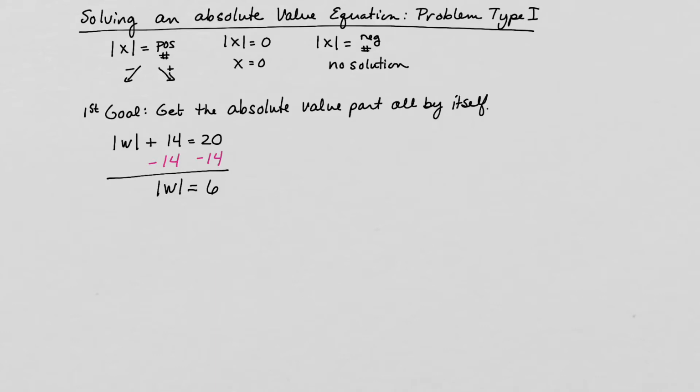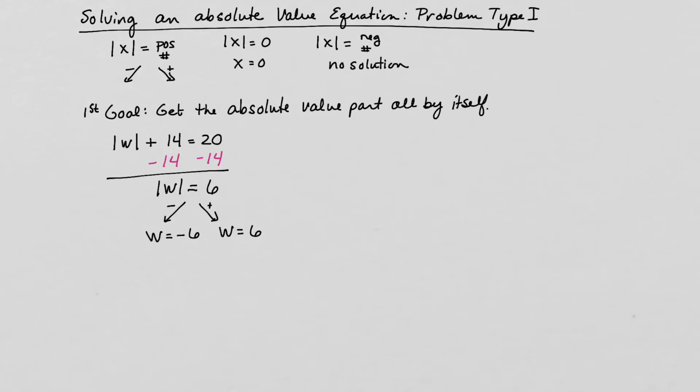And in this case, the absolute value of x, in this case we have w, is equal to a positive number. So I'm just going to split this into my two cases, that negative case and that positive case. So w is equal to negative 6 and w is equal to positive 6.